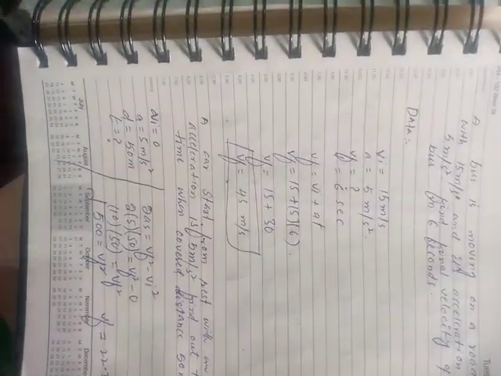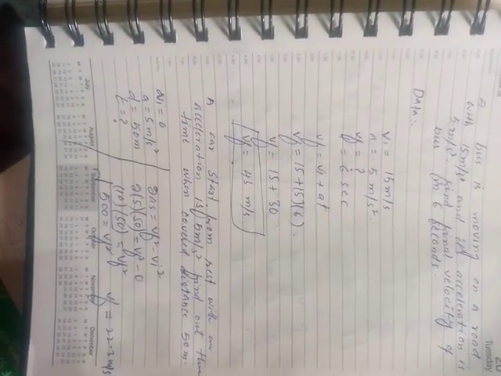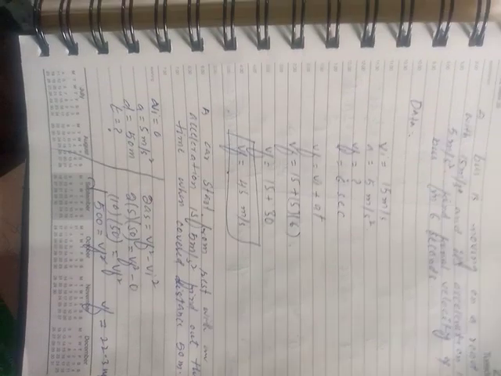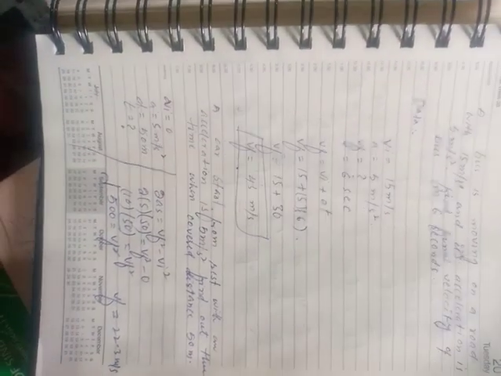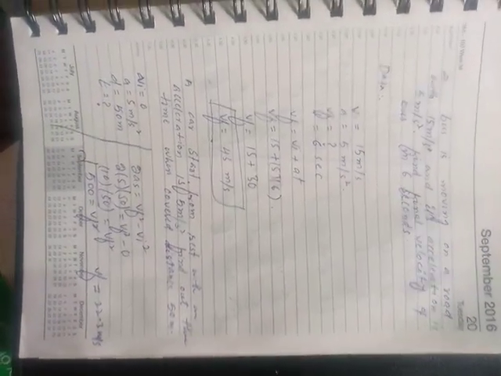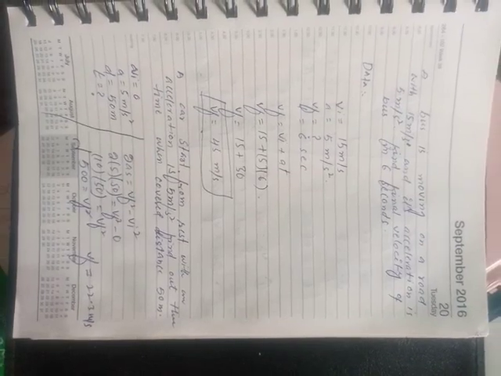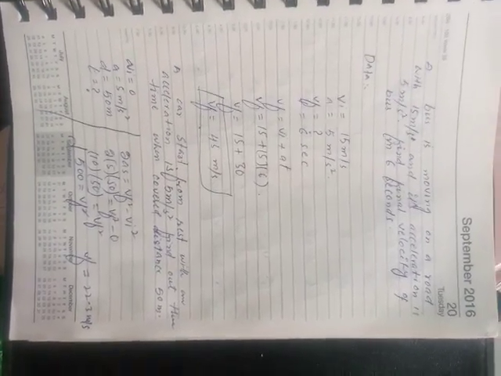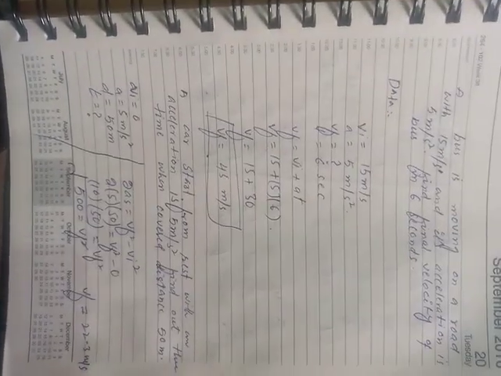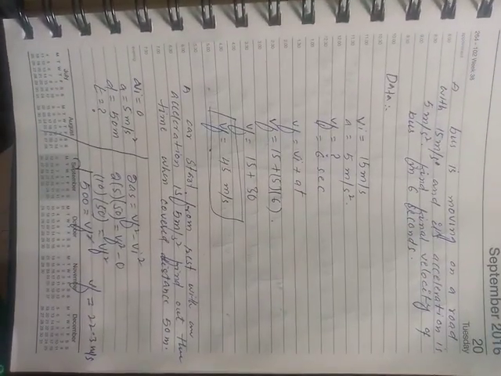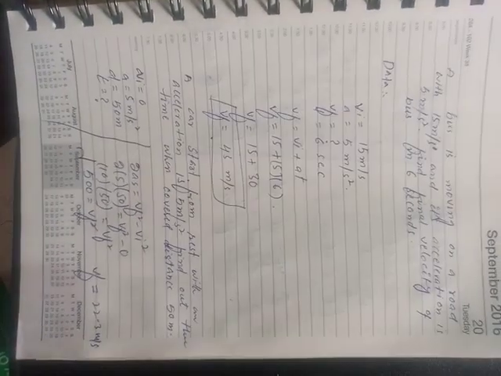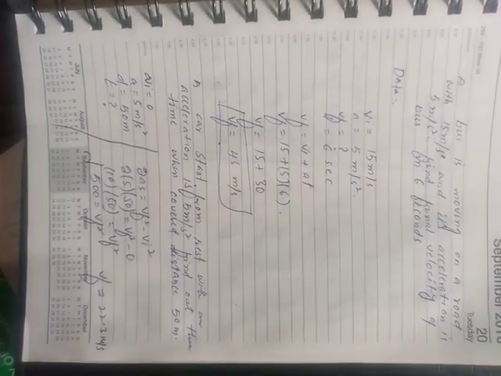And this is the third question: a car starts from rest. When a body starts from rest, its initial velocity will be 0. When a body applies brakes, its final velocity is 0. Here the initial velocity is 0, acceleration is 5, distance is 50, and the time you should find. So we use the third equation.